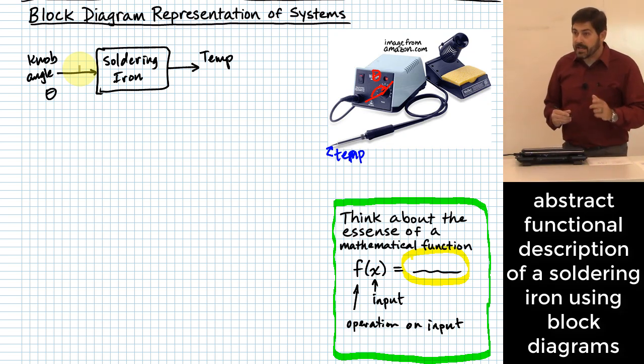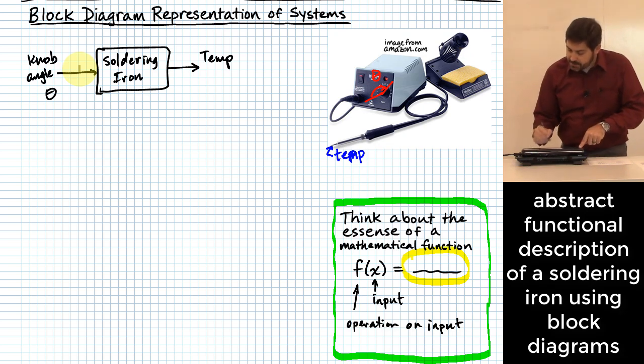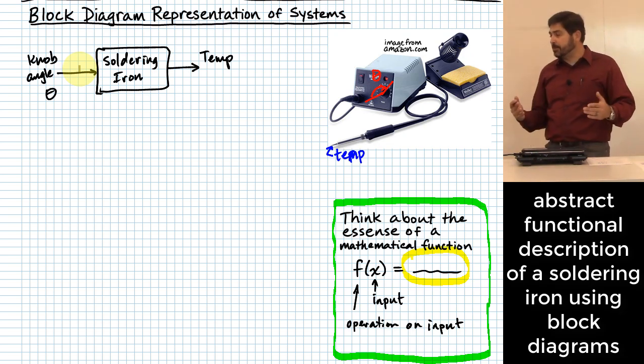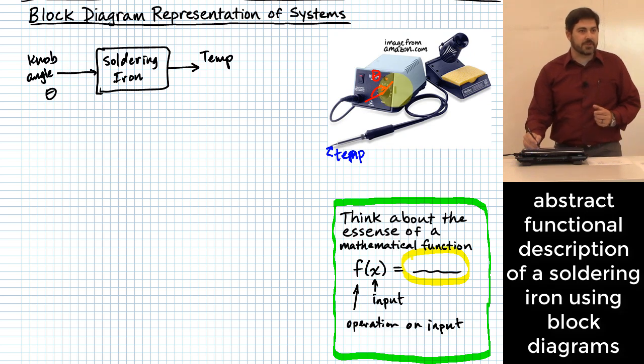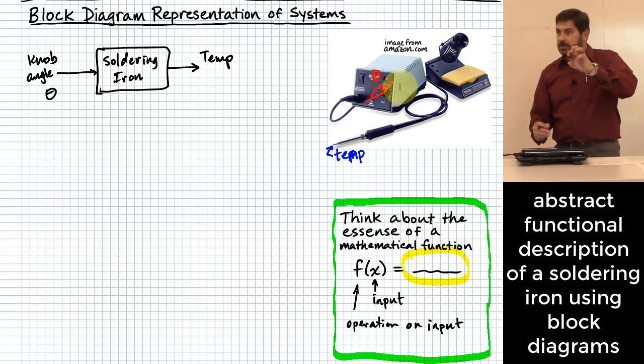Okay? Now, it's possible for us to take a system like the soldering iron, and if we know a little bit about what's in there, you might even be able to deconstruct it, because I doubt very seriously that there is some kind of a physical thing that you can find that will directly take knob input and produce temperature, right?